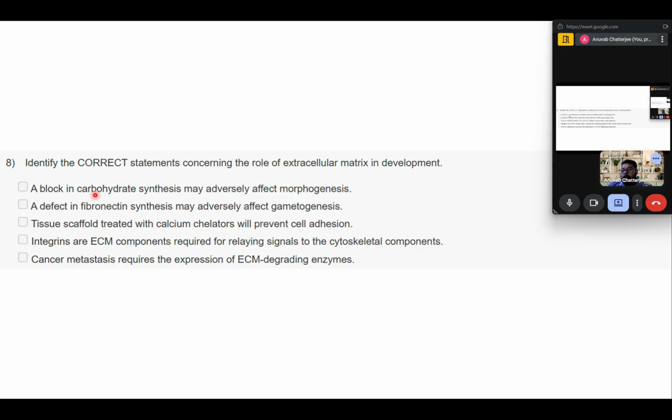Moving on. Identify the correct statements concerning the role of extracellular matrix in development. The options are: a block in carbohydrate synthesis may adversely affect morphogenesis. A defect in fibronectin synthesis may adversely affect gametogenesis. Tissue scaffold treated with calcium chelators will prevent cell adhesion. Integrins are ECM components required for relaying signals to the cytoskeleton components. Cancer metastasis requires expression of ECM degrading enzymes.